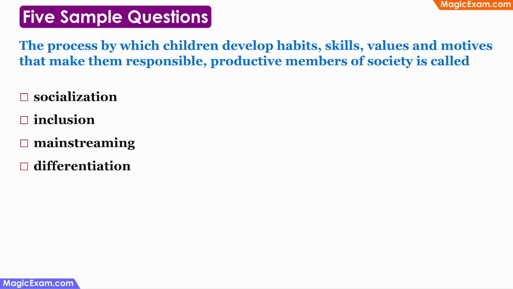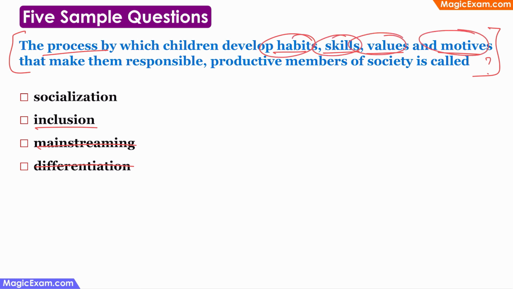The process by which children develop habits, skills, values and motives which makes them responsible, productive members of the society is called which of the following? Now, what we are talking about here is one of the definitions of socialization. It is not inclusion, it is not mainstreaming, and it is not differentiation. So the correct answer, whereby the process by which children develop all the habits and the skills and the values and the motives that they require to function in a particular society, to live in a particular society, is nothing but socialization.